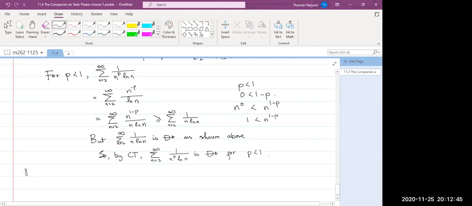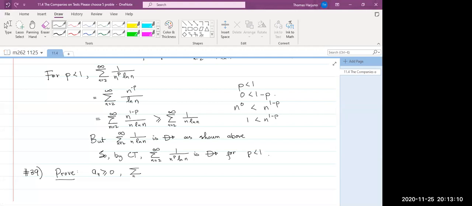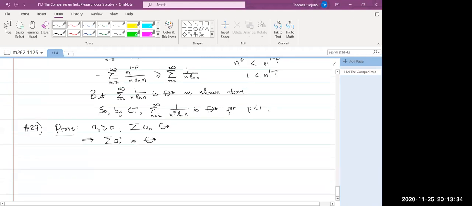Number 39, another interesting question. A proof. I don't really do proofs in this class, huh? So I do more right now today. If a sub n is non-negative and the series of those terms is convergent, prove that the series of the squares is convergent. How do you prove this?